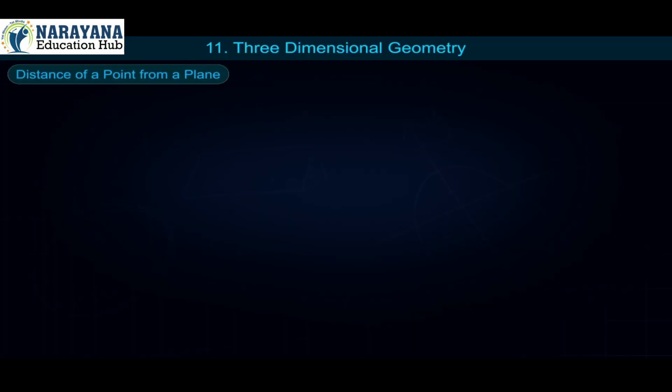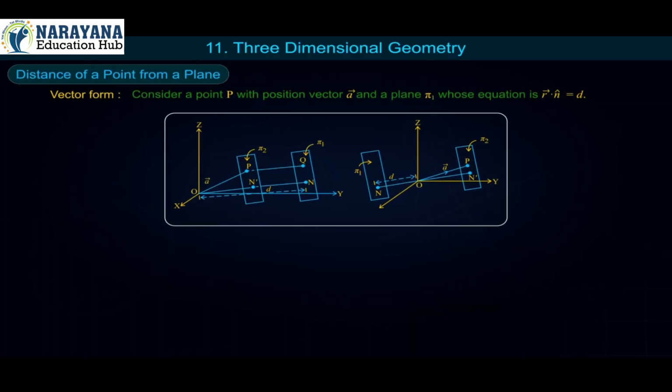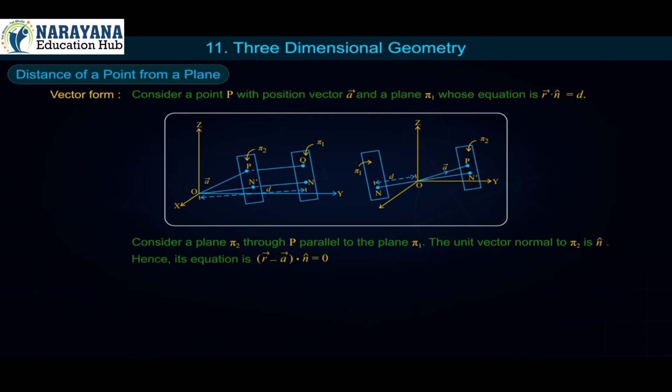Distance of a point from a plane. Vector form. Consider a point P with position vector a and a plane π1 whose equation is vector r · n cap = d. Consider a plane π2 through P parallel to the plane π1. The unit vector normal to π2 is n cap. Hence, its equation is (vector r − vector a) · n cap = 0. That is, vector r · n cap = vector a · n cap.